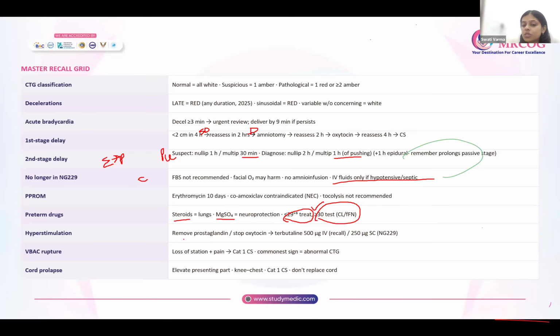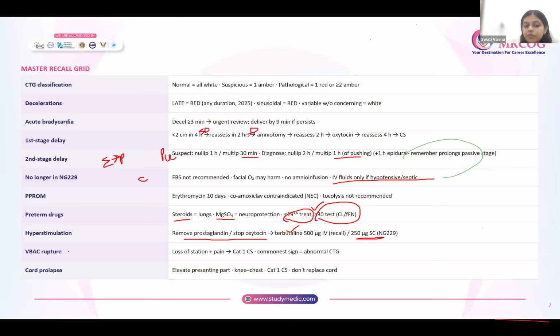Hyperstimulation: if you encounter any, remove prostaglandin or stop oxytocin. If it doesn't work, give terbutaline 500 microgram IV, according to this recall question, for fast action. Otherwise, in the guideline, it's given subcutaneous 250 microgram.